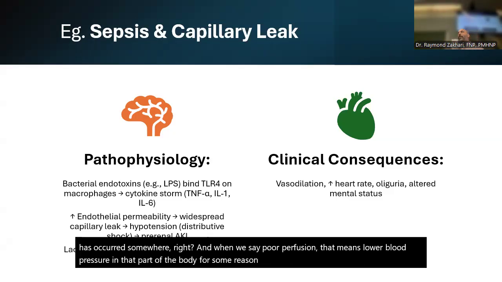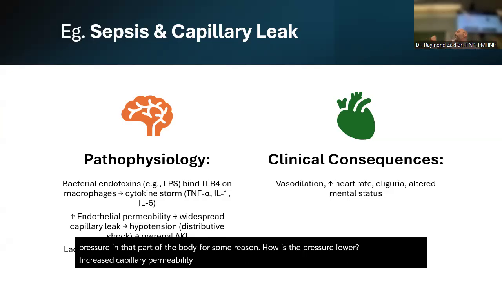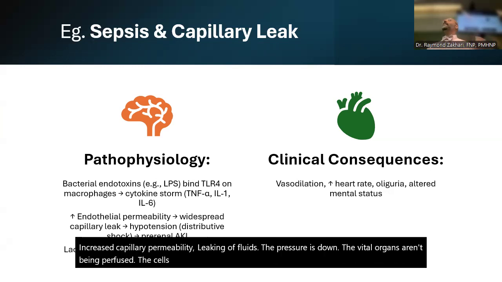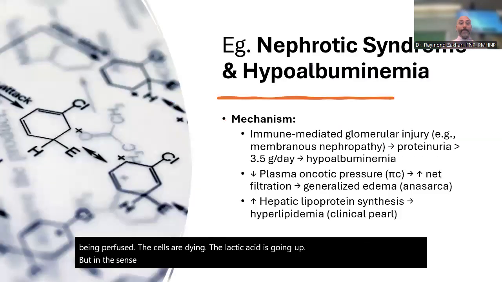How is the pressure lower? Increased capillary permeability, leaking of fluids, the pressure is down, the vital organs aren't being perfused, the cells are dying, the lactic acid is going up. Exactly. All of that is due to poor perfusion.